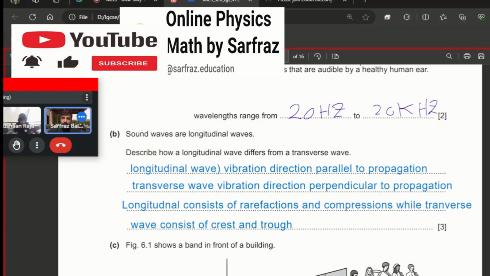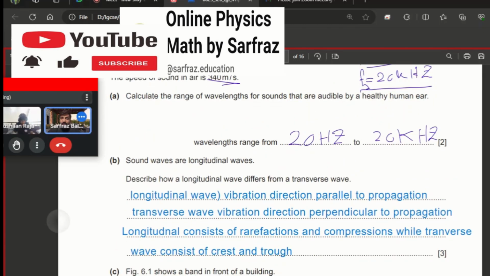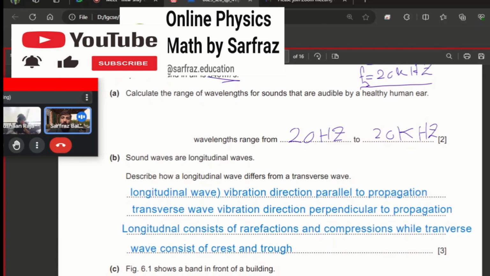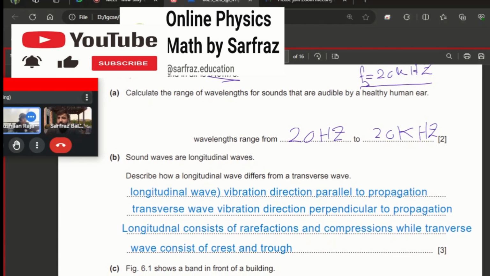Okay, next question says that sound waves are longitudinal. Describe how a longitudinal wave differs from a transverse wave. It's very simple. Can you explain how? I know transverse waves are circular, while longitudinal waves have. Why are transverse waves circular? By the way, can you give an example of transverse waves?